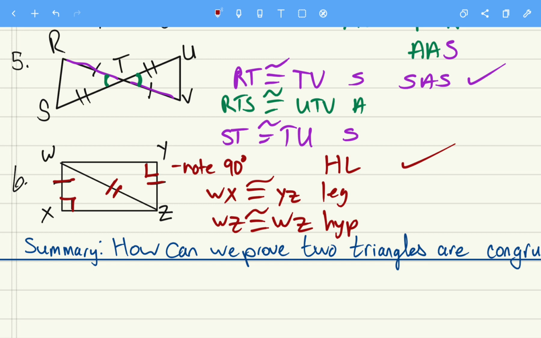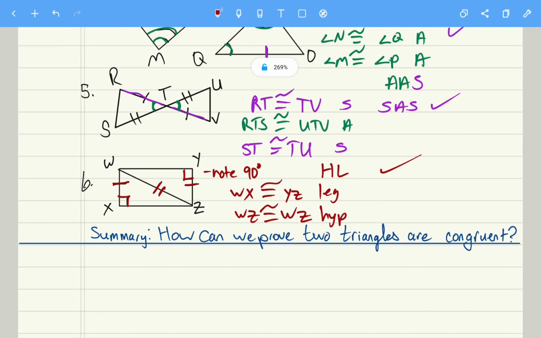So that is all I got for you. Go ahead, summarize now. How can we prove 2 triangles are congruent? And go ahead, get started on the practice.